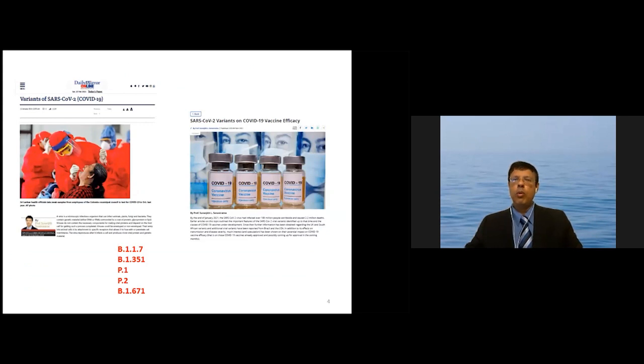It's important to know that a number of SARS-CoV-2 variants have developed. We have the UK variant, the South African, the Brazilian, and the Indian variant. The name refers to where the variant was first identified, and I put the numbers in the slide.